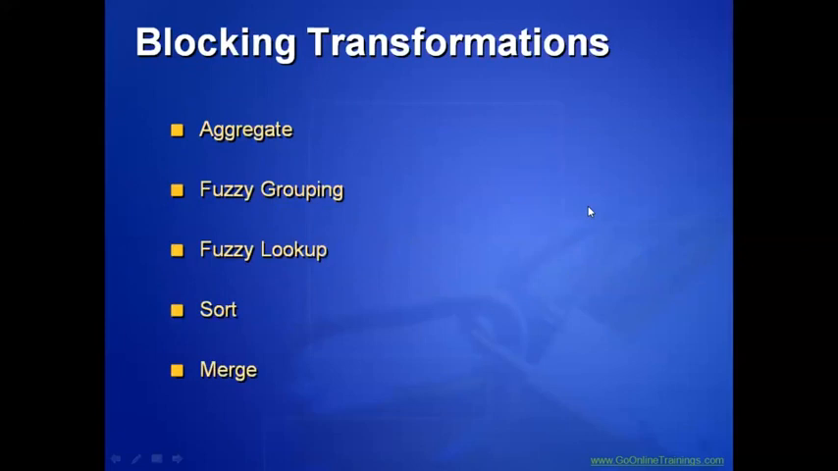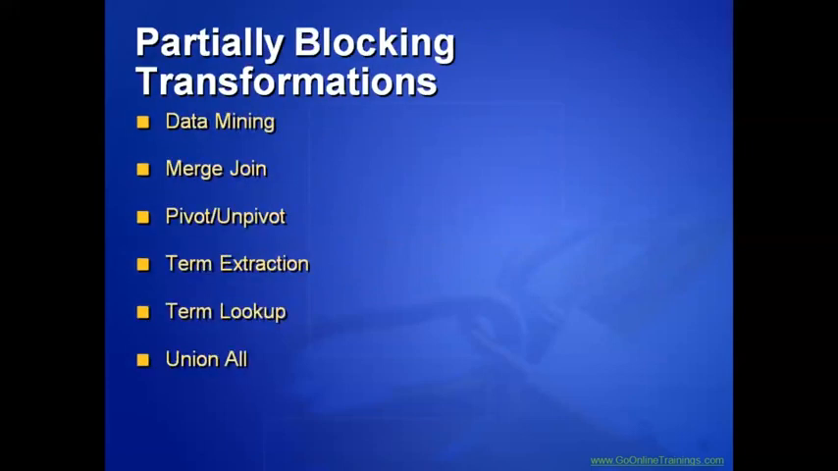Clear? So what are the blocking transformations? We have aggregate, fuzzy grouping, fuzzy lookup, sort, merge, and semi-blocking or partially blocking: data mining, merge join, pivot, unpivot, term extraction, term lookup, union all.